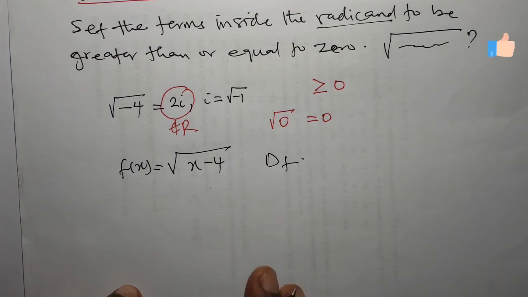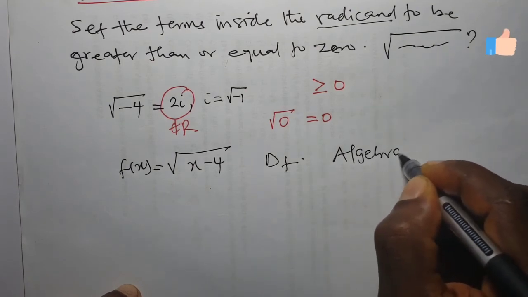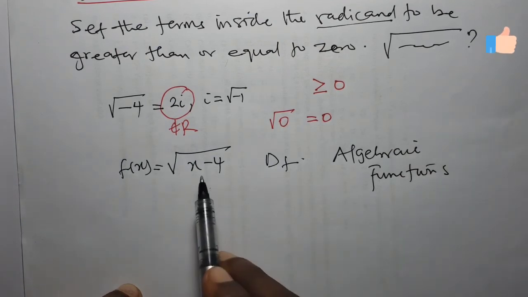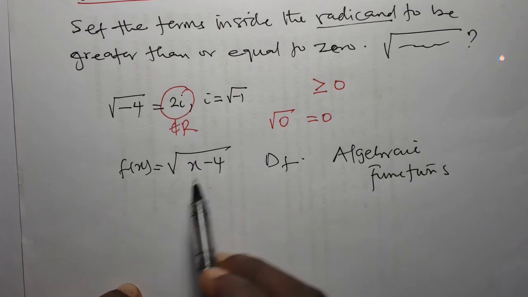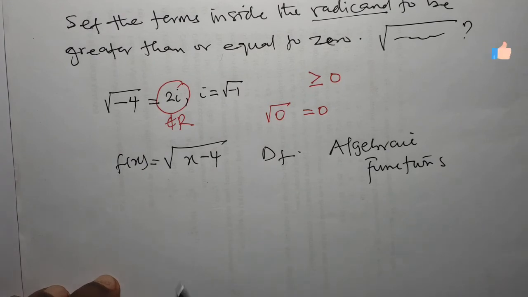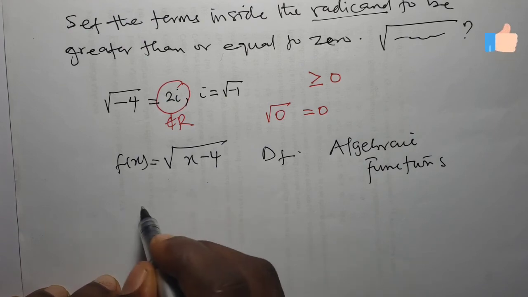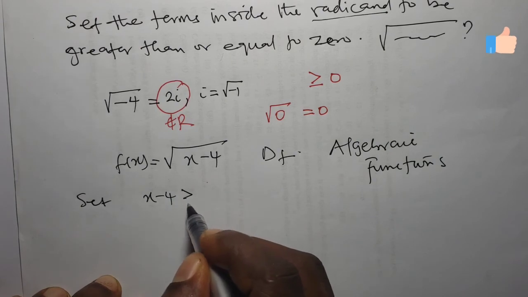What do we observe? We must first look at the type of function in question. We call this kind of function an algebraic function. You see, the function inside, x minus 4, is a polynomial function, but it has a square root. So it now becomes an algebraic function. To find the domain of this function, we observe that there's a radicand. So the value inside of it, x minus 4, we set to be greater than or equal to 0.